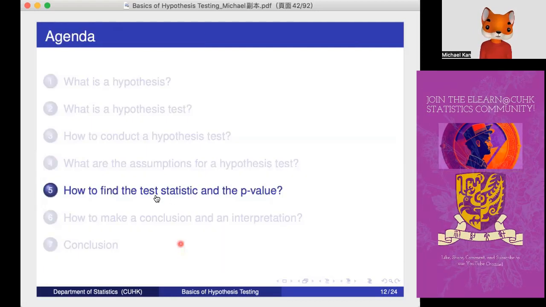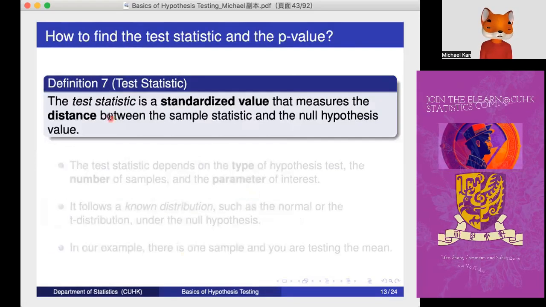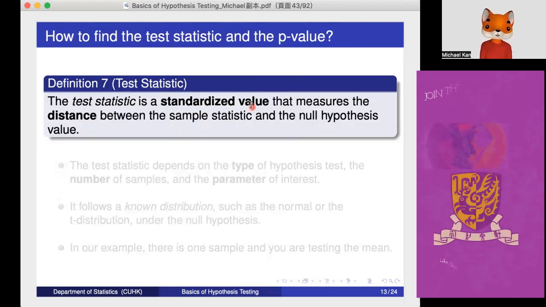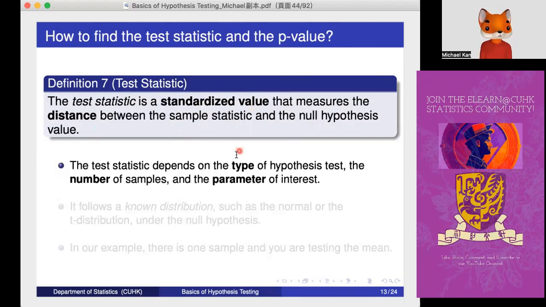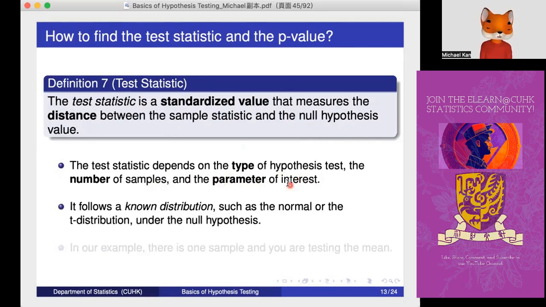So what should I talk about next? It is the test statistic and the p-value. The test statistic is a standardized value. It is used to measure the distance between the sample statistic and the null hypothesis value. That is, how far apart they are. It depends on the type of hypothesis test, the number of samples, and the type of parameter. Usually, we assume that the null hypothesis is correct. This test statistic usually follows a known distribution, usually normal, or t-distribution, or something else.